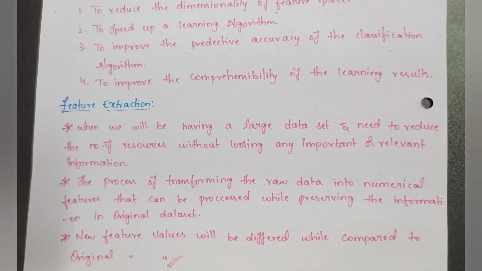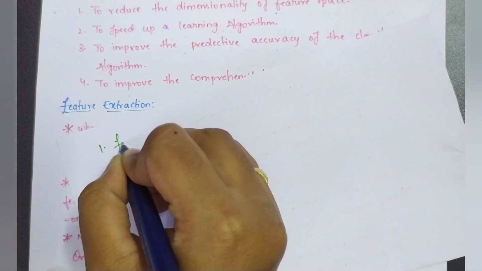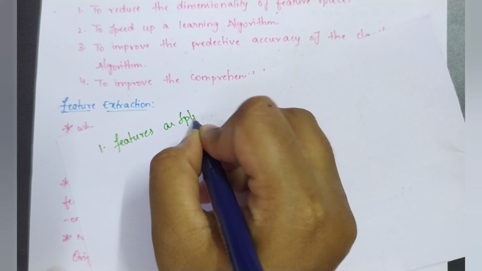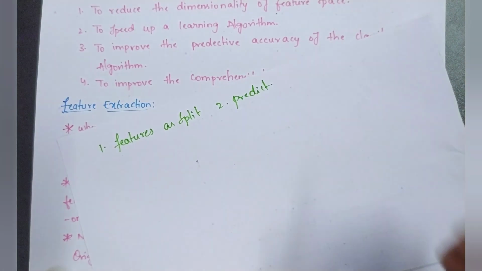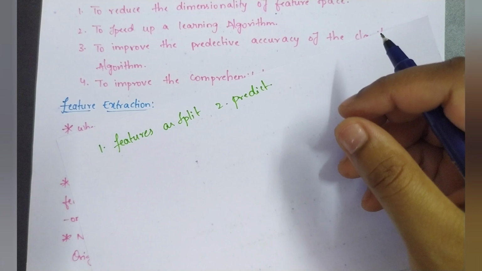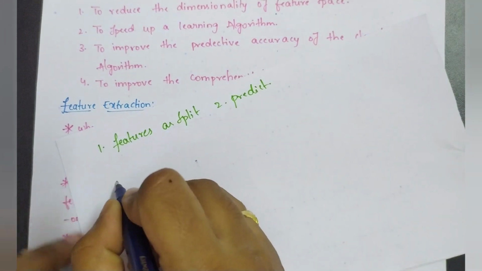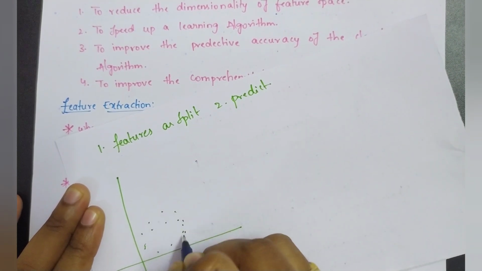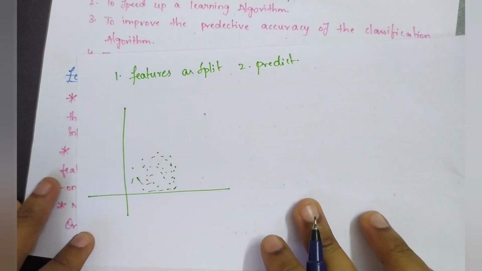As I already said, we have two uses of features. First is features as split, and second is feature as predict. Now, what is this? Initially, we'll be having some raw data, which I just discussed. That means data in a disturbed manner, a disturbed data. This is known as raw data.